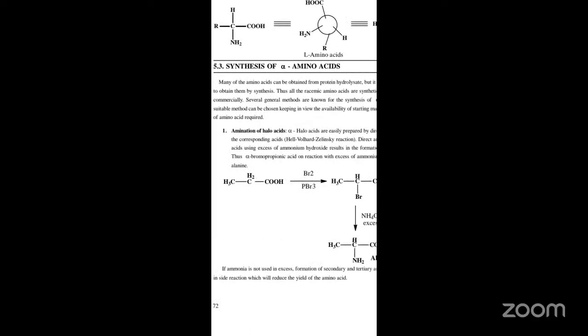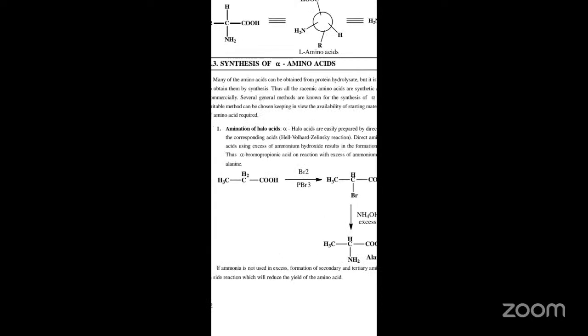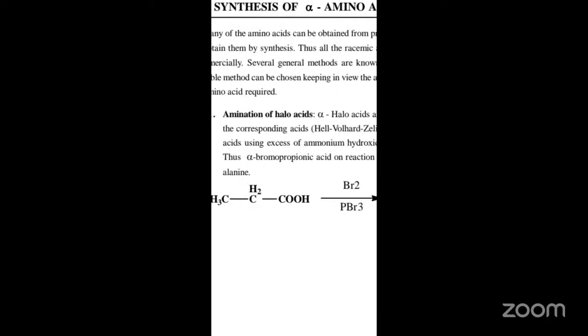Now, the synthesis of alpha amino acids. You know, all are alpha amino acids only. We don't have other amino acids. And here the amino acid synthesis is done by some chemical reactions. The first method to synthesize the alpha amino acid is the amination of these halo acids. Okay, amination of the halo acids.